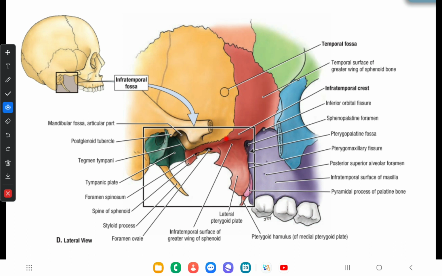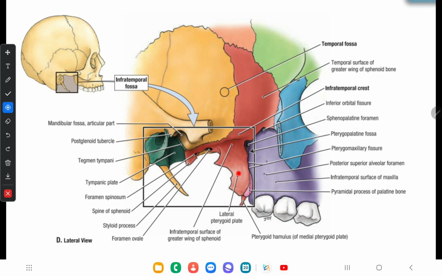When we talk about the lateral aspect of the roof, the infratemporal fossa communicates with the temporal fossa behind the zygomatic arch. Medially, the fossa is bounded by the lateral pterygoid plate of the sphenoid bone and the pyramidal process of the palatine bone. Anteriorly, the fossa is limited by the posterior surface of the body of the maxilla.